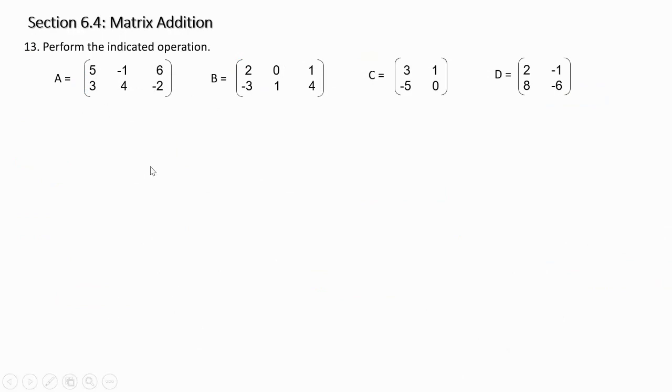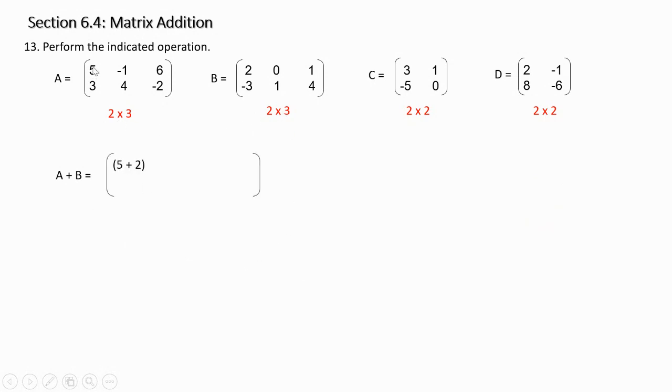So here, guys, we're going to be adding matrices, but to add or subtract them, they have to be the same size. This is a 2 rows by 3 columns matrix. This is also 2 by 3. This is 2 rows and 2 columns, 2 by 2, 2 by 2. So we have to indicate, so we have to do this operation here. Can we add A plus B? Yes, because A is 2 by 3 and B is 2 by 3.